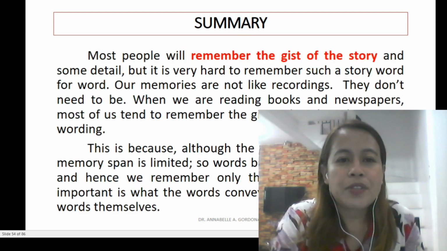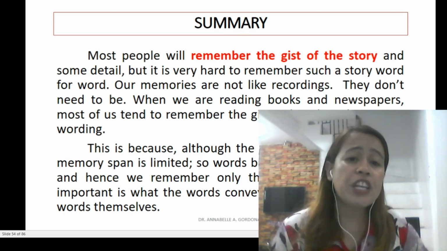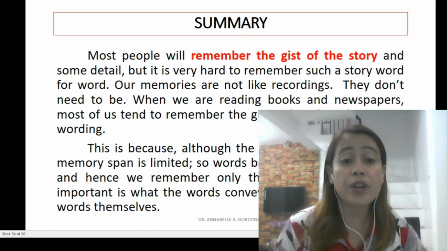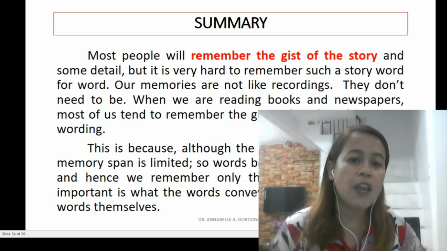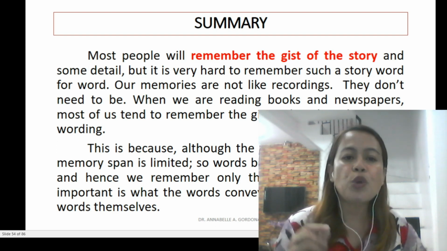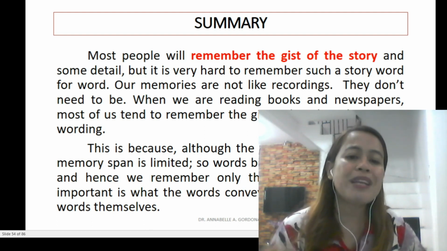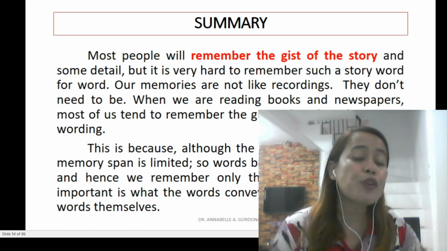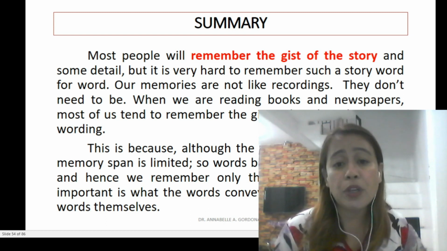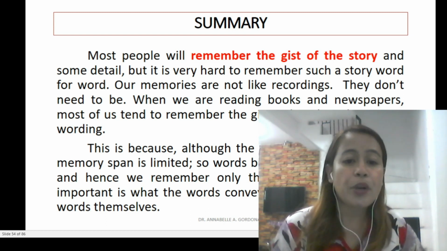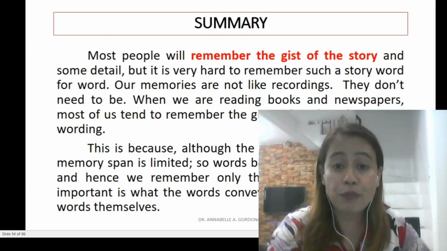Okay? So, to sum up, most people will remember the gist of the story in some detail, but it is very hard to remember such a story word for word. So our memories are not like recordings, and they don't need to be. When we are reading books and newspapers, most of us tend to remember the gist rather than the precise wording. This is because although the words are important, our memory span is limited. So words become a route for a story, and hence we remember only the gist. Luckily, what is important is what the words convey and not necessarily the words themselves. So I hope you get a lesson from this story.